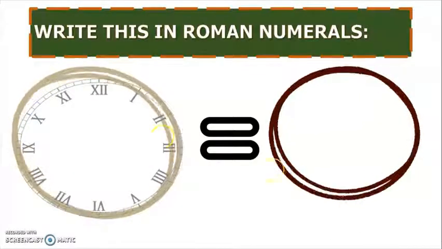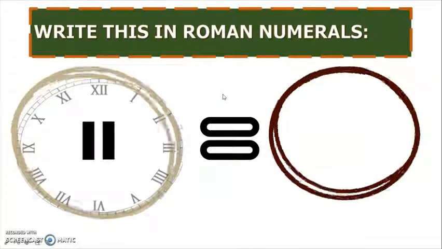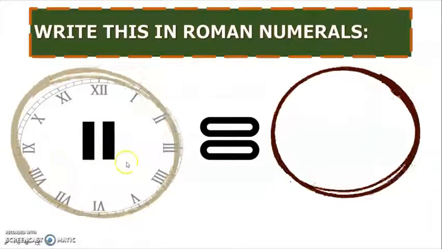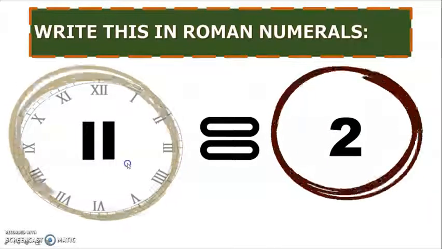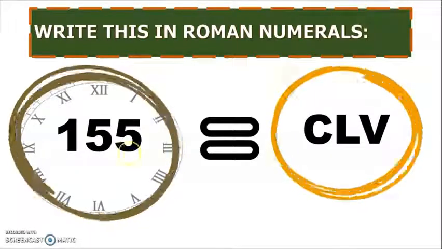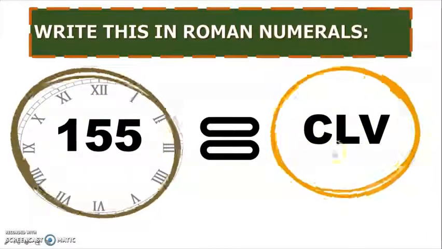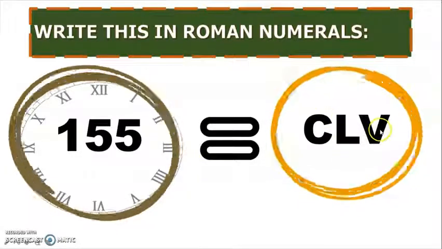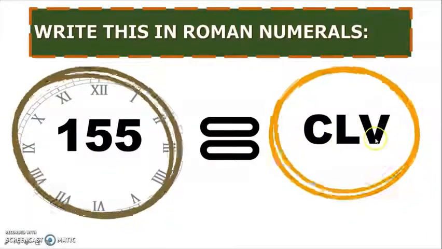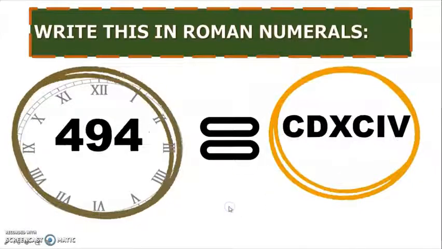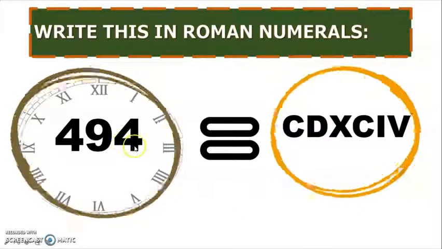Okay, let's try this in Roman numerals. Write this in Roman. 1 and 1, so just simply add it. It is 2, right? So this one, 155, write in Roman numerals. So CLV. Why CLV? Because C is 100 plus 50 L plus V equals 155. You simply add this. Why? Because C is greater than L is greater than V. Therefore, you add everything.